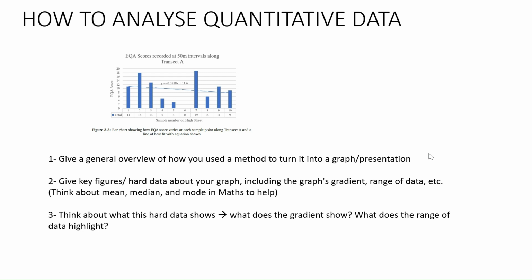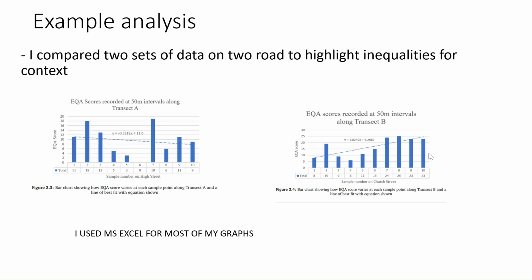Another very important step would be to link back. Think about what your hard data shows. What does the gradient show? What does the range of data highlight? And then you've got to think about what this actually shows about your investigation.